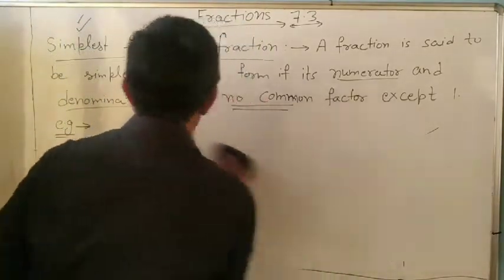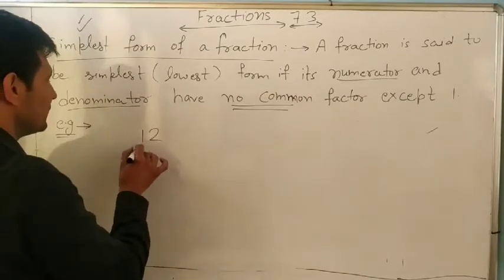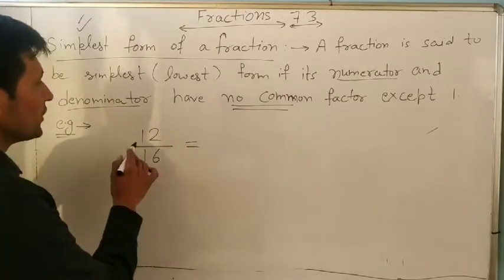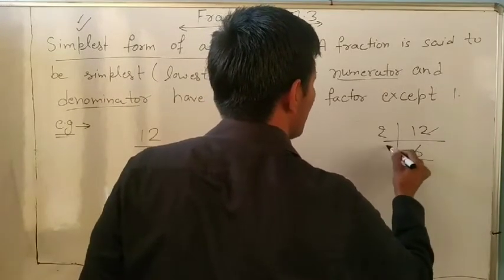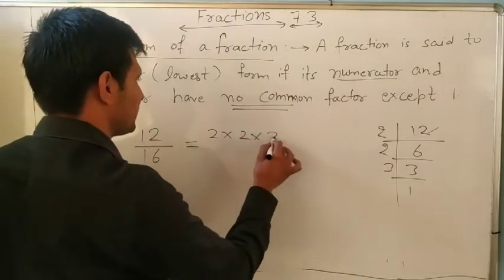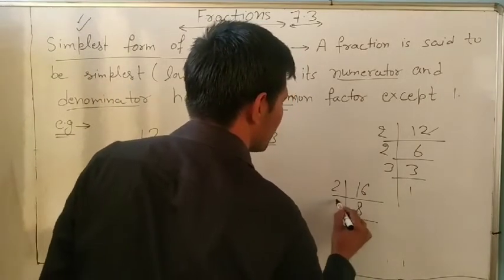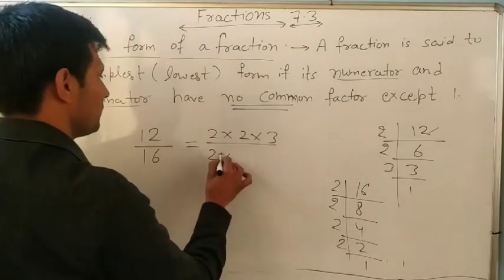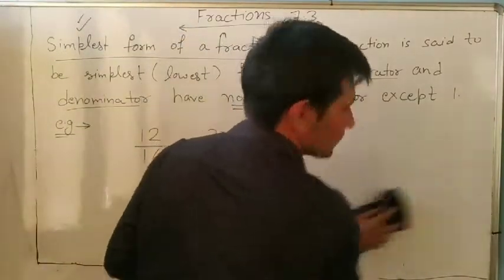Okay. One more example. Find the simplest form of 12 divided by 16. Either you can write like this one. First find the factors of 12: 2, 6, 2, 3, 3, 1. So 2 multiplied by 2 multiplied by 3. Then the factors of 16: 2 into 8, 2 into 4, 2 into 2, and 2 into 1. So 2 multiplied by 2 into 2 into 2, four times.